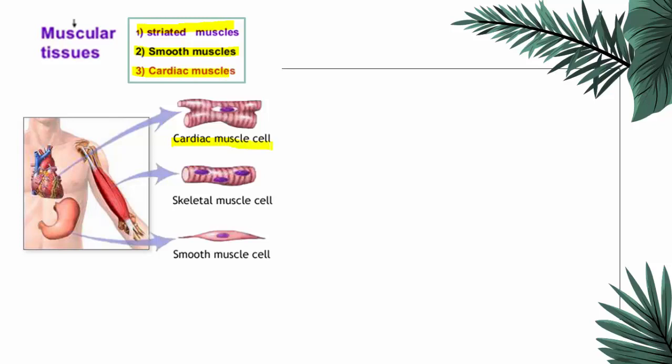Cardiac muscles. In the beginning itself I told the cardiac muscles, look at the arrow mark. They are present only in the heart and they are involuntary in nature. They do not work according to our will and wish. The functioning information is generated in the muscle itself. Cardiac muscles are present only in the heart.